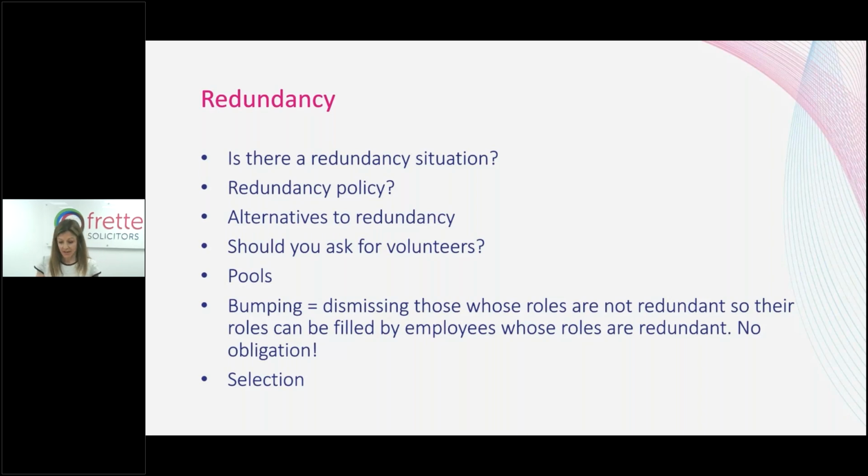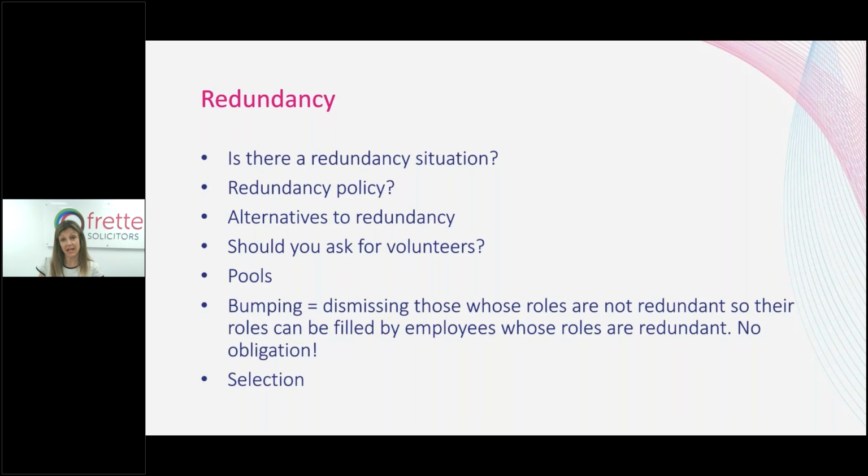Once you've decided that redundancies are necessary, the next step is to work out your pool from which you're going to identify those employees who will be placed formally at risk of redundancy. In relation to pooling, you should have a great deal of flexibility here. You might not need a pool at all if you have employees who are all in unique posts and their positions are not interchangeable or the same as other positions within the business. But if you have several employees carrying out the same or similar roles and you need to reduce the number of employees carrying out those roles, then a pool may well be required.